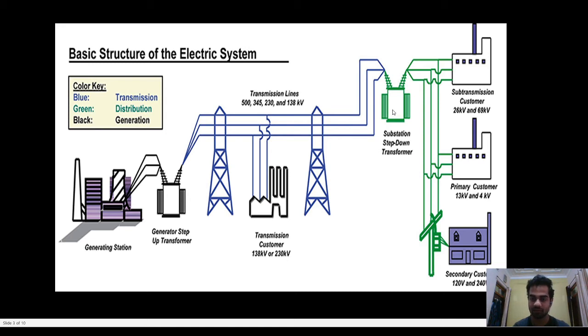Now we will have to step down the voltage of the system to deliver it to the distant part. So we step down to the subtransmission customer, primary customer, and secondary customer. These are different parts. Here, the blue line represents transmission, green represents distribution, and black represents the generation.